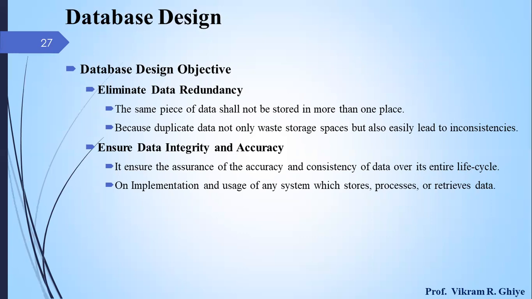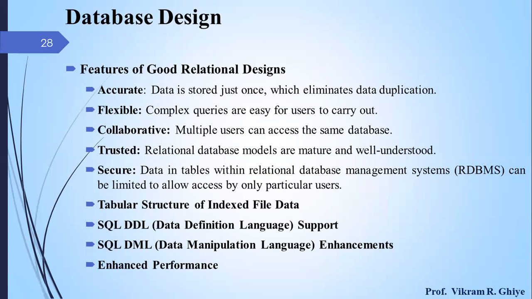So for that purpose, we need to eliminate data redundancy and ensure data integrity and accuracy. We know that data integrity itself suggests accuracy. So it ensures the accuracy and consistency of the data over its entire life cycle. On implementation and usage of any system that stores, processes or retrieves data, this can be taken care of by the database design. While we are using database design, there are certain features with respect to a good relational design. It is possible someone designs a bad relational database, but it is not accepted at all.